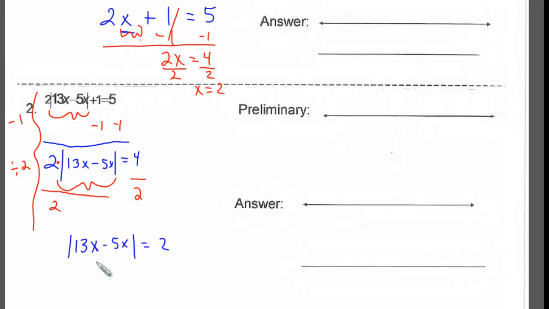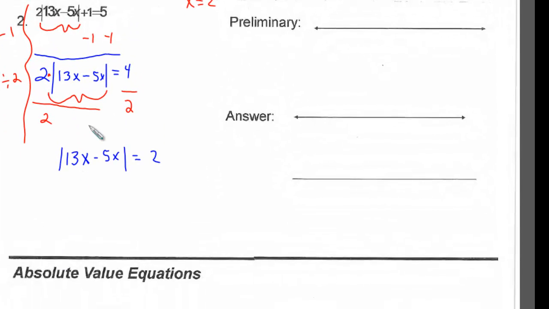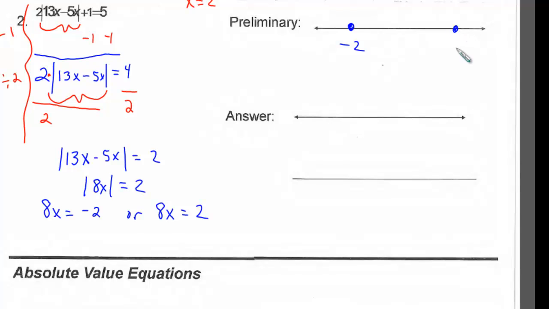So now that I have an absolute value and an equals, I have 2 equations I need to solve. Let's clean this up a little bit first. 13x minus 5x is 8x. So I actually have the absolute value of 8x equals 2. So I have 2 equations to set up. The first one is 8x equals negative 2, because remember the first one is negative, or the second one, which is 8x equals positive 2. Now we solve this equation. Well, first let's look at our preliminary answer. Our preliminary answer tells us that our answer is going to be between negative 2 and positive 2.